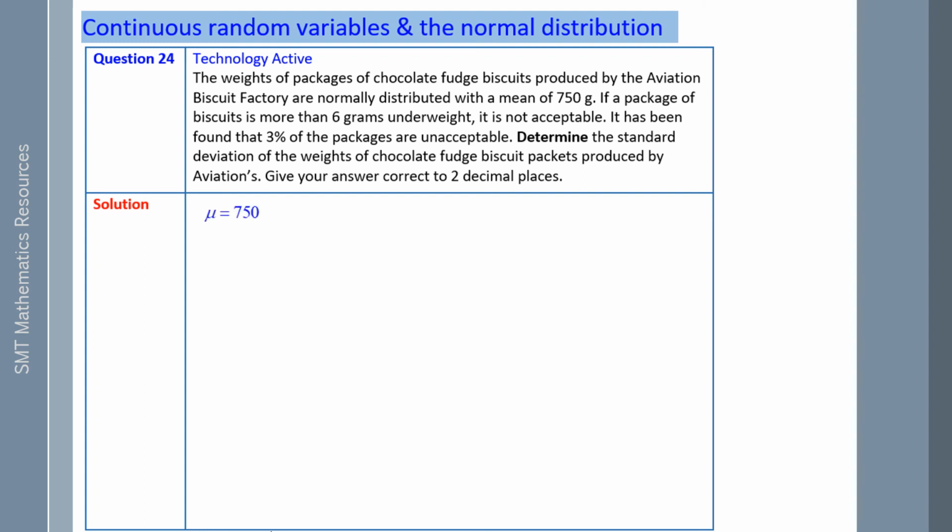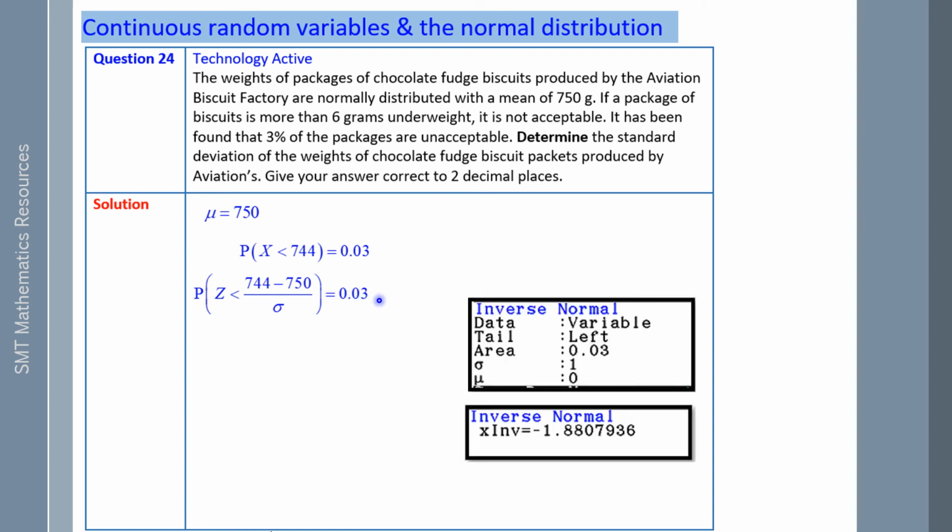The mean is 750. The probability that a package of biscuits, X, is less than 744 is 3%, they're telling us, which is 6 grams underweight. So 750 take 6 is 744. We then have to figure out a z-score. So 744 take 750 over sigma, being less than that z-score is 3%. So if we use our inverse normal and our left tail is 3% with the standard deviation of 1 and a mean of 0, the z-score is negative 1.881.